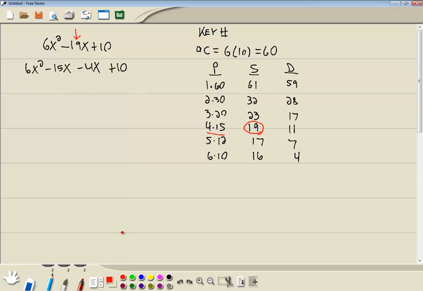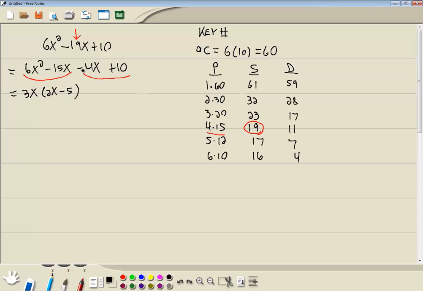And then we want to factor by grouping. So group the first 2 terms together, group the last 2 terms together. The GCF of the first group: they're both divisible by 3, and they both have an x. And that gives us 2x minus 5.